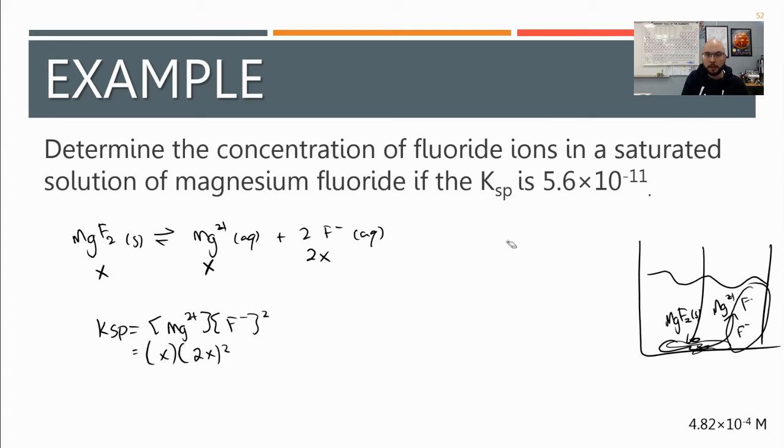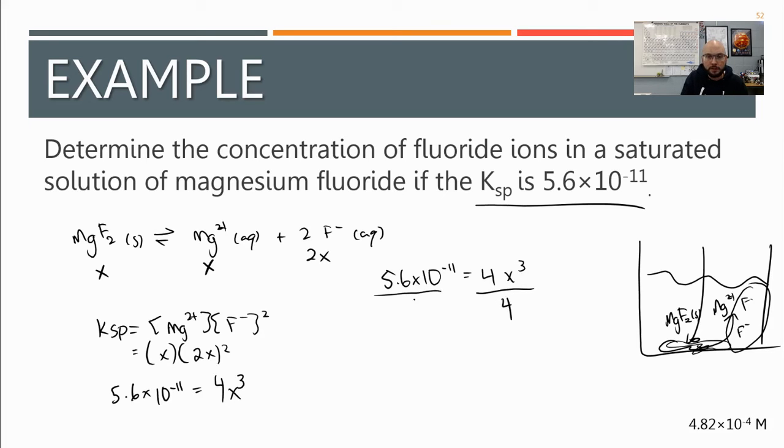Now, I'm going to write this and include the KSP, which is given to me. So this becomes 5.6 times 10 to the negative 11 is equal to 2X squared, which is 4X squared, multiplied by X becomes 4X cubed. Order of operations really matters here. So I'm going to write this out very clearly over here. I divide by 4 first. So I can punch this into my calculator. 5.6 times 10 to the negative 11 divided by 4 is 1.4 times 10 to the negative 11. 1.4 times 10 to the negative 11 is equal to X cubed.